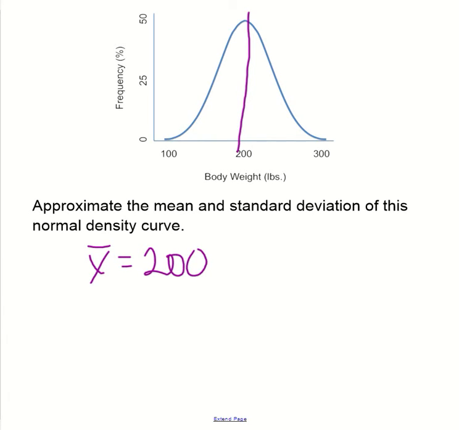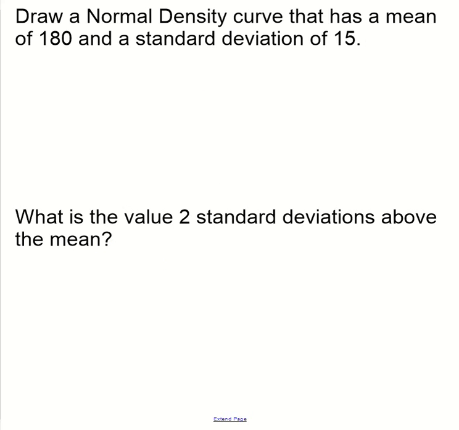And then we need to fit 3 on each side. So 1, 2, 3. And that third one should be pretty close to the tails. 1, 2, 3. And there are about 4 sections between 200 and 100. So I would guess the standard deviation is going to be about 25 pounds. It's as simple as that.